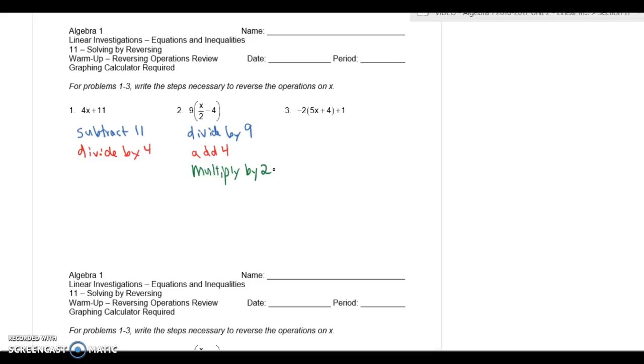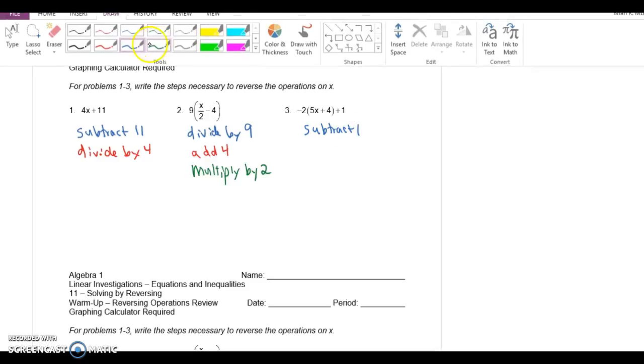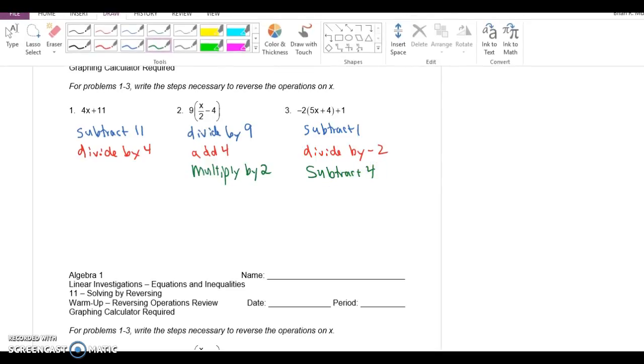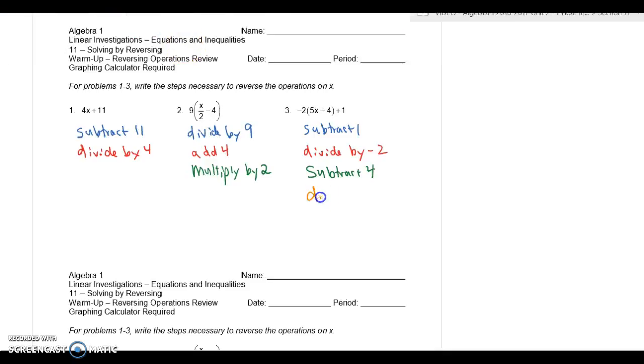On number 3, a little bit more involved. We have two operations on the outside. Looks like we have a negative 2 multiplication and a plus 1, so an addition and a multiplication. Just like we did with inside the parentheses, we're going to reverse anything that's outside the parentheses, looking for addition and subtraction first. So because I have a plus 1, my first step is going to be to subtract 1. My next step is going to be to get rid of that negative 2 by dividing by negative 2. Then I'm going to subtract 4. Now we're inside the parentheses. And my final step will be to divide by 5.